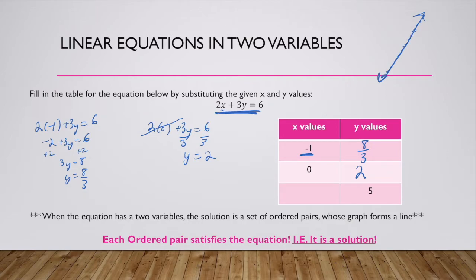Last but not least, instead of substituting for x, let's substitute for y. Substituting for x typically is the norm, but we can substitute for y. If I have 2x plus 3 times 5 is 6. 2x plus 15 is 6. Subtract 15. I get 2x equals -9. So x equals -9 halves. So when x is -9 halves, y is 5. So each one of these ordered pairs is a solution because it's said to satisfy the equation, meaning if I substituted it in, I would get a true statement.